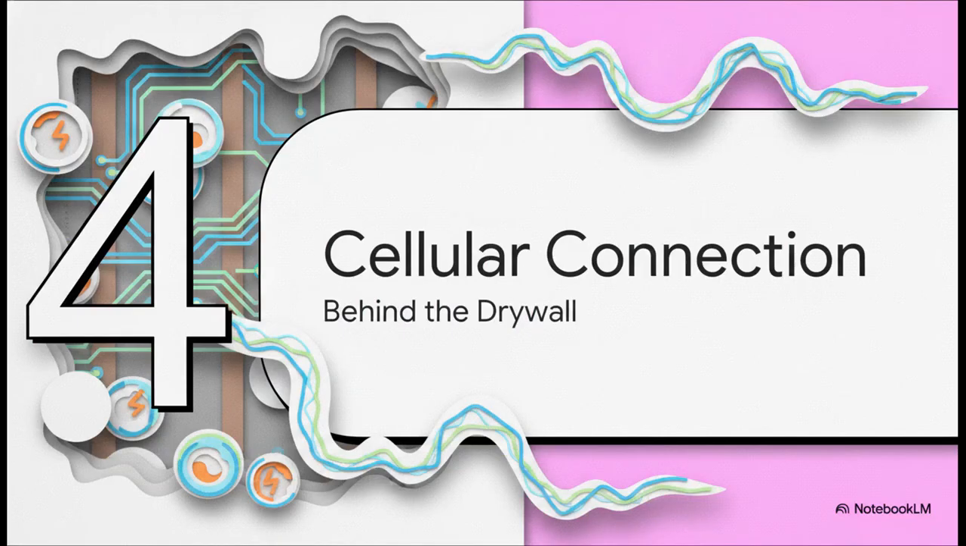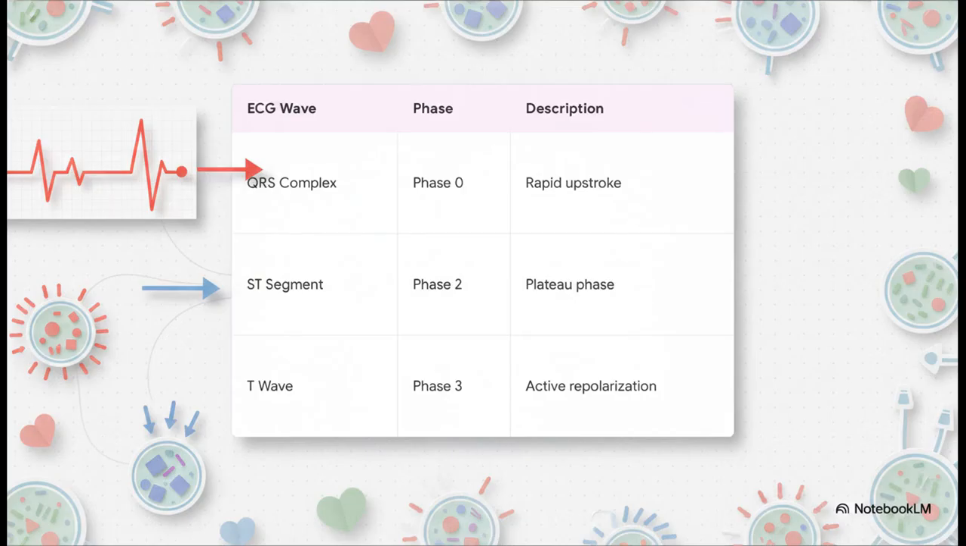Moving on to Part 4, the cellular connection, behind the drywall. So far, we've only looked at this surface architecture, but what's actually going on behind the drywall? And this brilliantly illustrates the connection. Notice how exactly the paper markings map to the cellular phases.